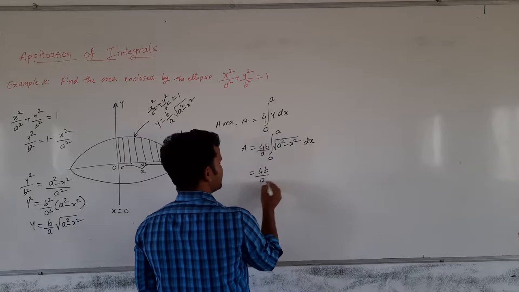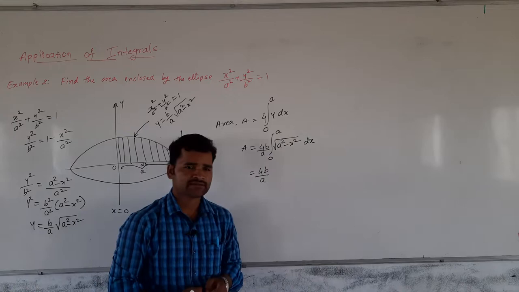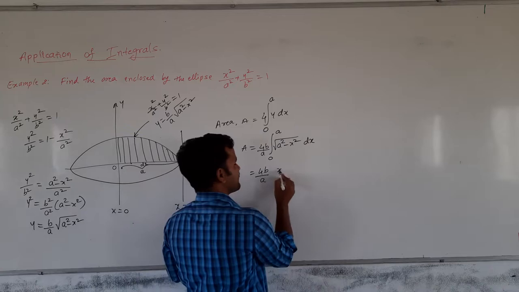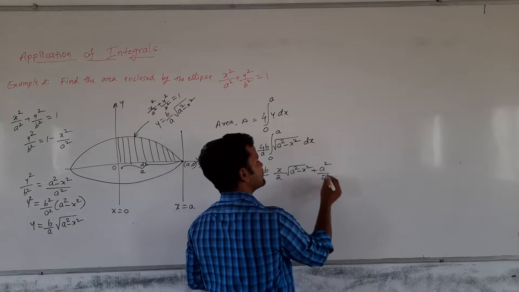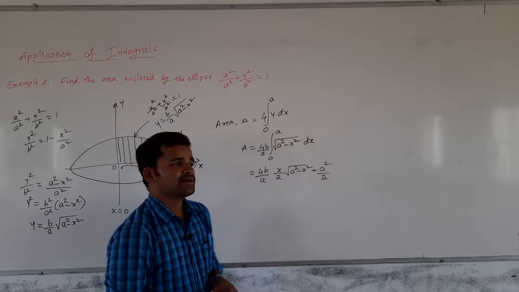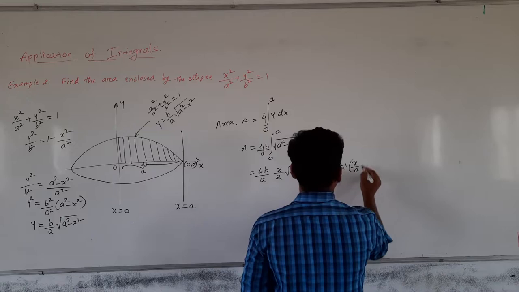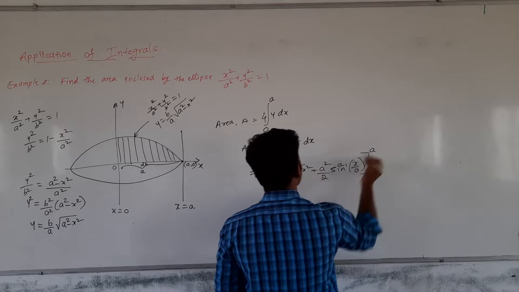Now what is the integration of square root of a square minus x square? It is a standard result we have studied in integrals. This will be x by 2 into square root of a square minus x square, plus a square by 2 into sine inverse of x by a. Now you write the upper limit and lower limit, it is from 0 to a.